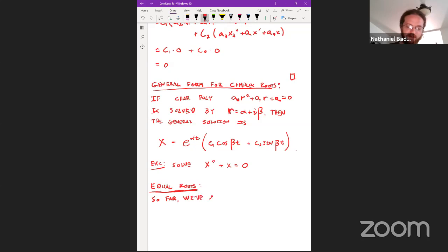So we've always assumed a basis of eigenvectors in x prime equals Ax. It turns out that, yes, that's basically the form that we're going to get.